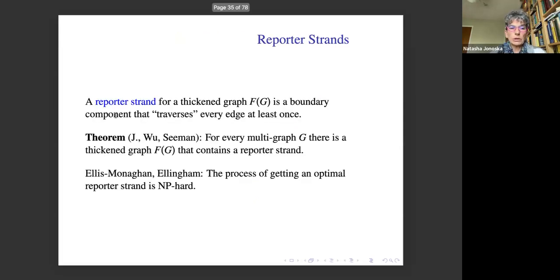So a reporter strand of the graph is a boundary component that traverses every edge at least once. And we can show that every multigraph has this reporter strand, a boundary component that visits every edge at least once. Then Joe Ellingham and Mark Ellingham at Vanderbilt proved that getting the optimal reporter strand turned out to be NP-hard. But the fact that every graph has one was a very nice and interesting observation.